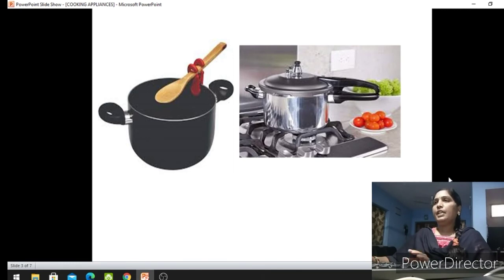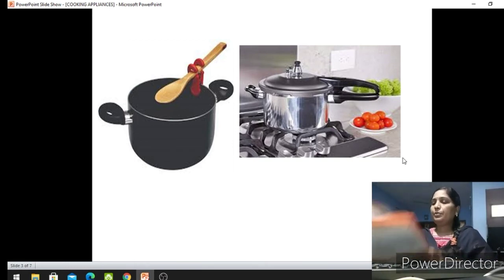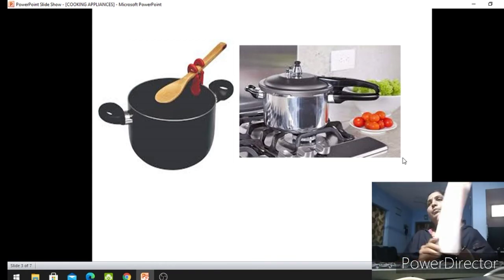So your activity is to go to your kitchen and observe how your favorite food is cooked and what utensils are needed for cooking it. Find out and write in your notebook, children. And at the same time, we will also see what questions are given in these two blocks. So come to page number 27, children.